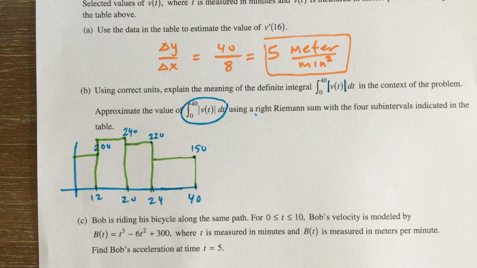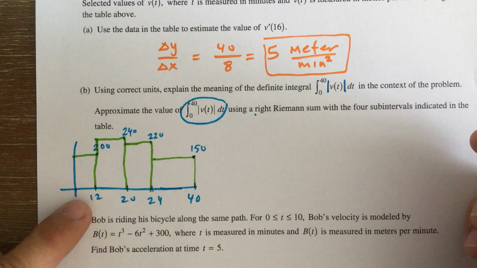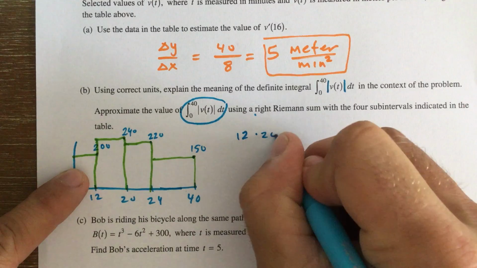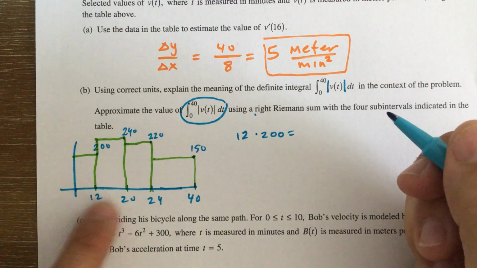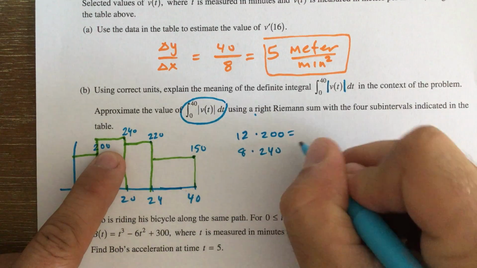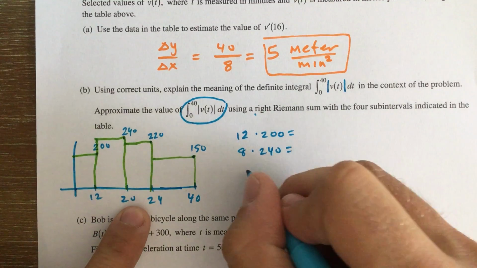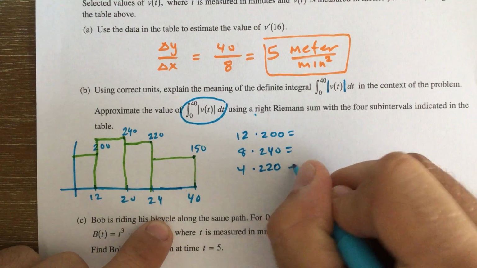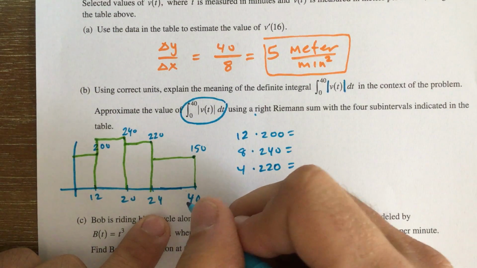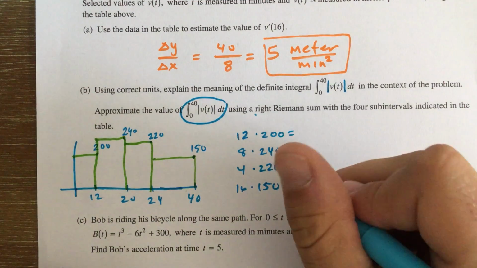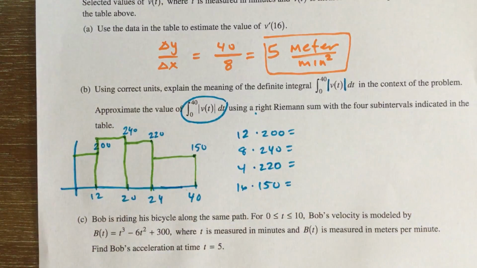And the hardest part about it, or the most tedious part about it, is no calculator. So here on the bottom we have 12 times 200, I'm going to write them down. That's going to equal something. And then this is a distance of 8 times 240 is the height. Next guy is 4 times 220. And last one is going to be 16 times 150. And you might have to do some of these off to the side or something.